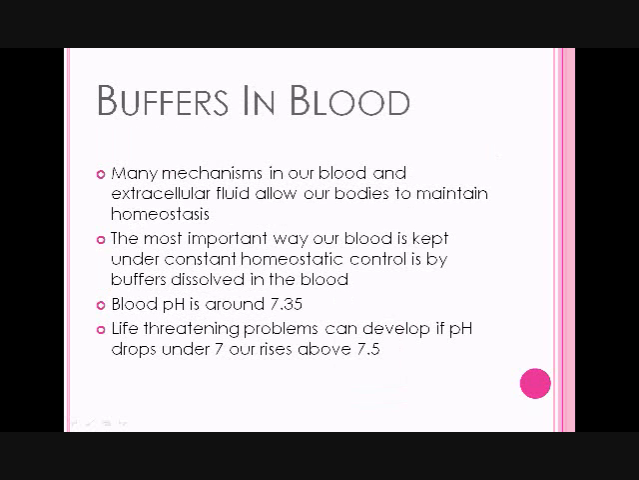Many mechanisms in our blood and extracellular fluids allow our bodies to maintain homeostasis. The most important way our blood is kept under constant homeostatic control is by buffers dissolved in the blood. Our blood pH is around 7.35, and life-threatening problems can develop if the pH drops under 7 or rises above 7.5.